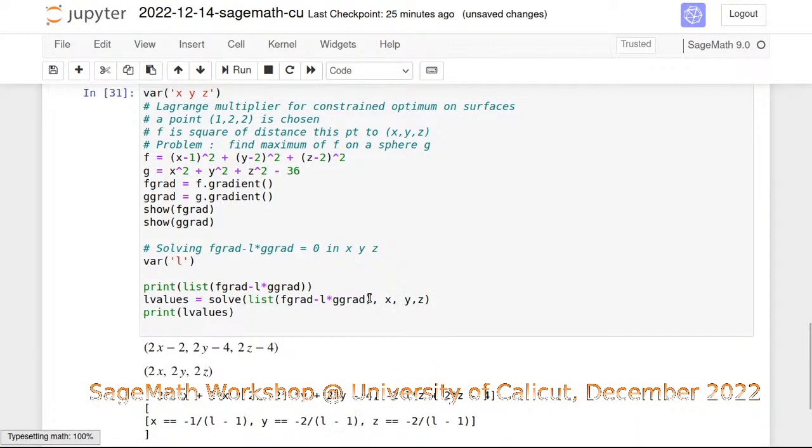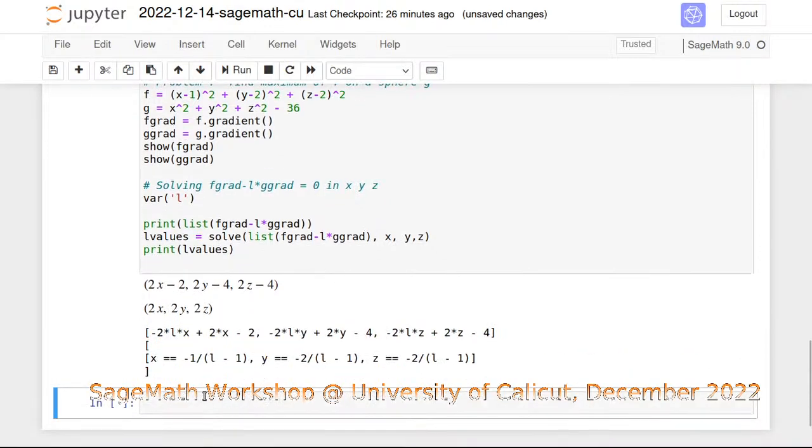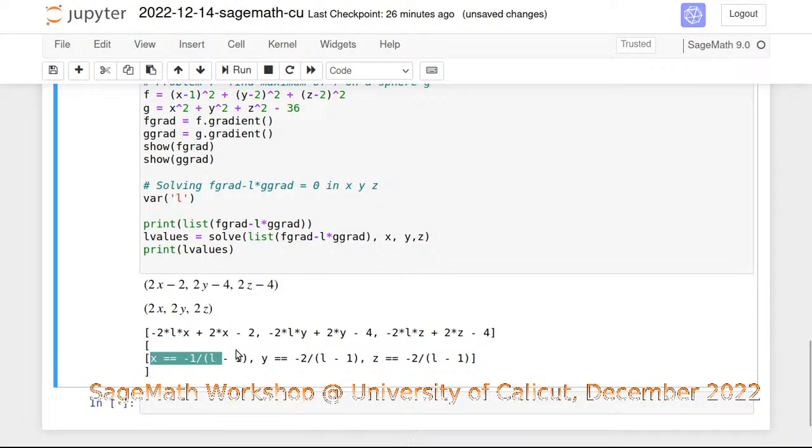Now, the values: we are solving for x, y and z. We are getting an expression in terms of L, which is an arbitrary constant that we don't know exactly. x equals minus 1 by L minus 1, y equals minus 2 by L minus 1, z equals minus 2 by L minus 1. These are the values we are getting when we solve f gradient minus L times g gradient.